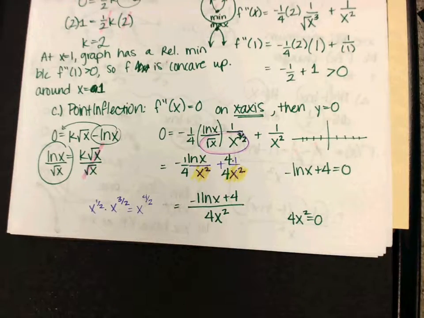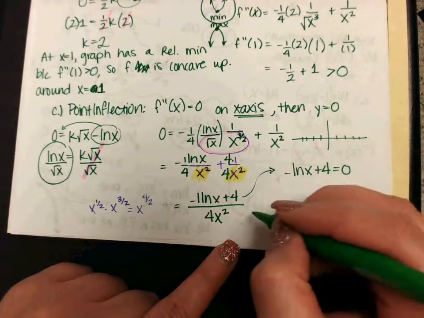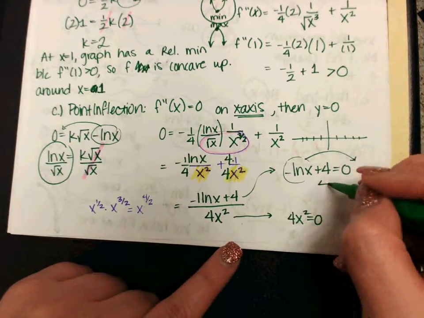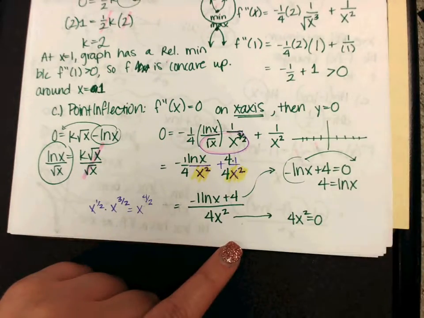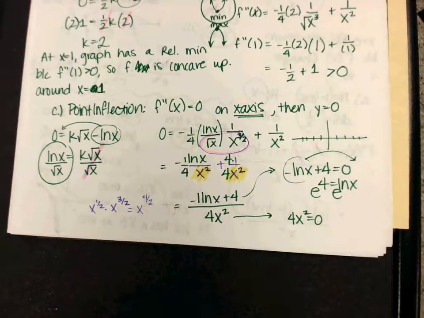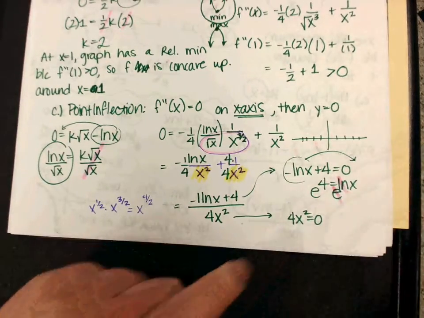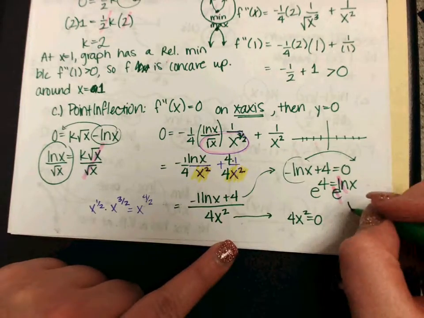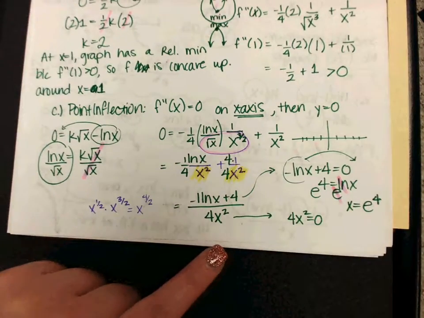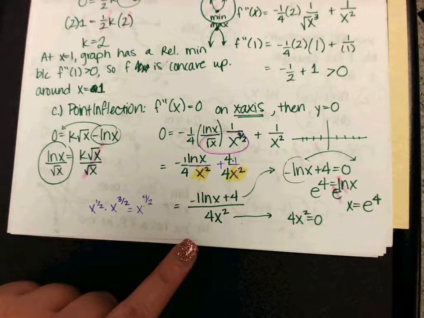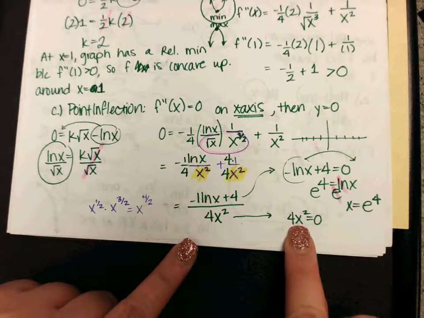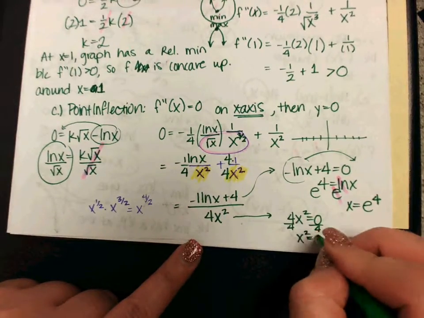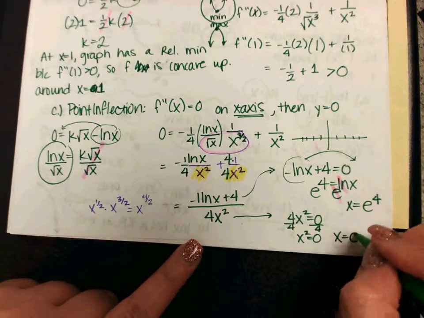Okay, let's solve both of those guys. So this is the top equal to 0, this is the bottom equal to 0. So I would take my ln x across, 4 equals ln x. Then to get rid of the ln, I'll e both sides. E to the ln crosses out, it's just an x left over, which means that x is e to the 4. Okay, then from here, I want to find what x equals here, so I divide by 4. I'd have x squared equals 0. Then I square root, and I get x equals 0.